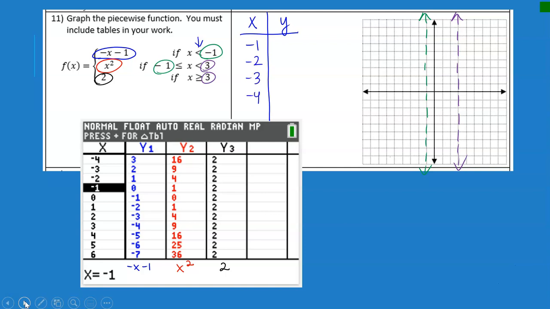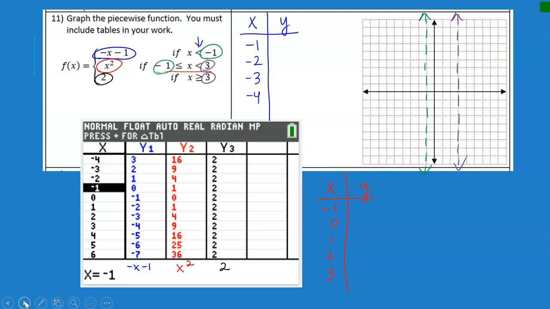For the red table, whenever you have a compound inequality, and that's this right here where you have two inequality signs, you always want to start and stop wherever it tells you to. So this is saying that x is between -1 and 3, so I'm going to do -1, 0, 1, 2, and 3. So now I've included both of those boundary numbers.